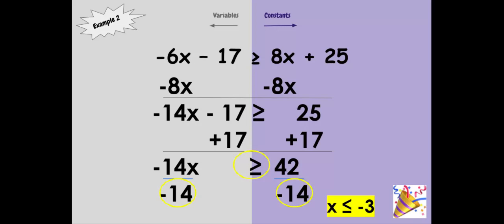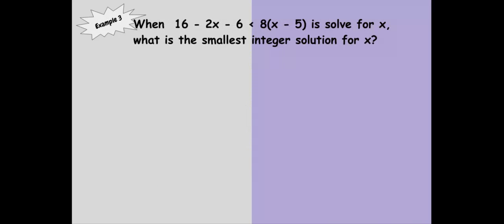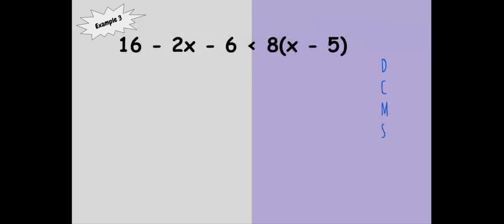Okay? So now we're going to go to example number 3 and work that out together. It says, when 16 minus 2 times x minus 6 is less than 8 times x minus 5 is solved for x, what is the smallest integer solution? So before we can answer that, we have to actually solve the inequality. So let's look at 16 minus 2 times x minus 6 is less than 8 times x minus 5.